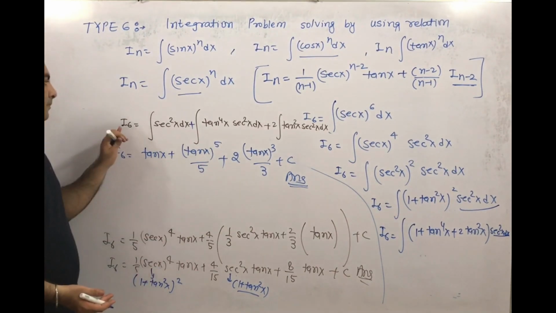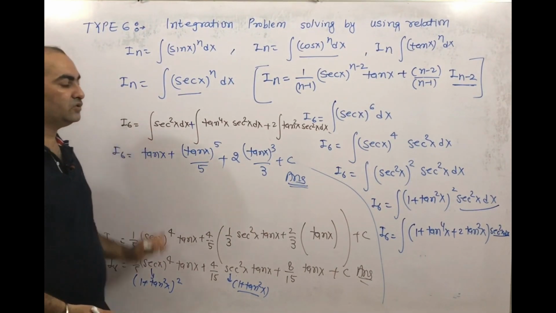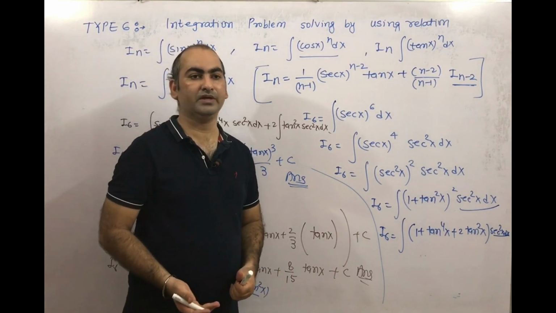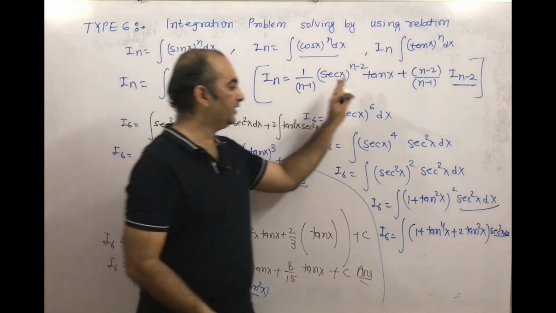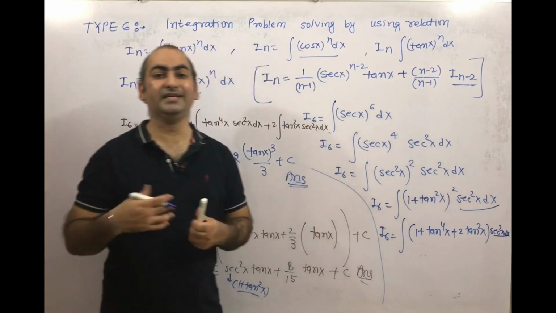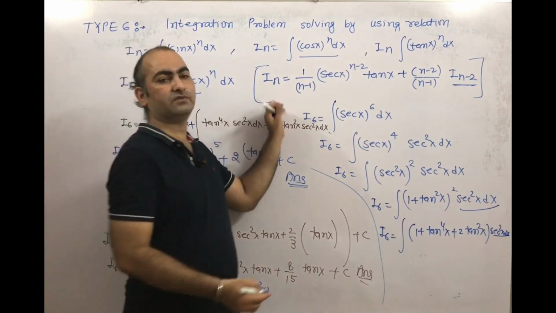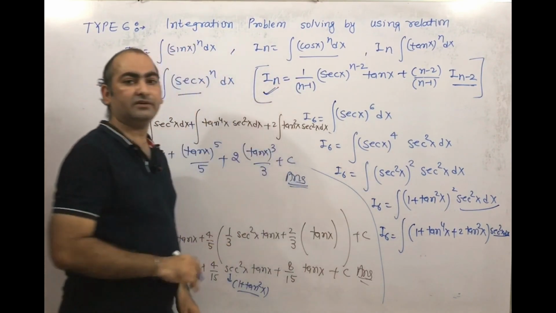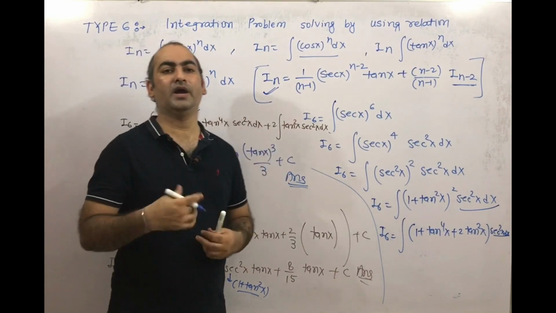So if n is even, there are two methods for solving this problem. One is this method, the other we can do by this process. But if n is odd, then we have to follow this one only. So there are two methods for n even and one method for n odd.